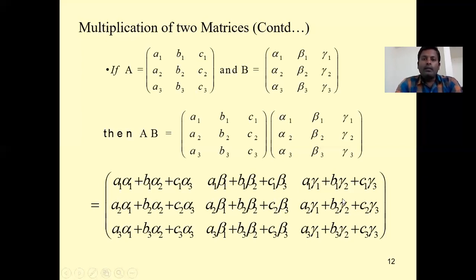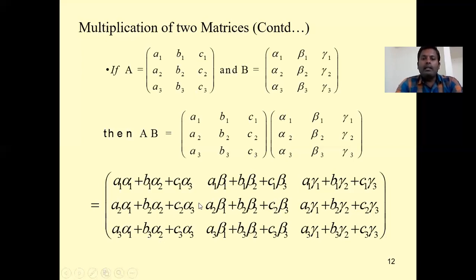Okay, now we go to the next one, the third row of the first matrix. We can do the first column of the second matrix: A3 into alpha 1, plus B3 into alpha 2, plus C3 into alpha 3.